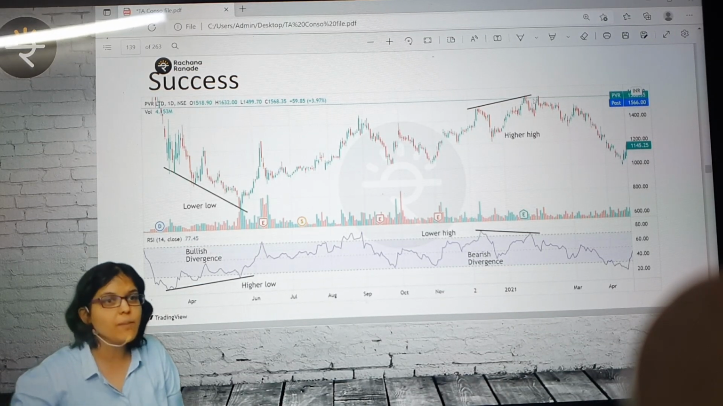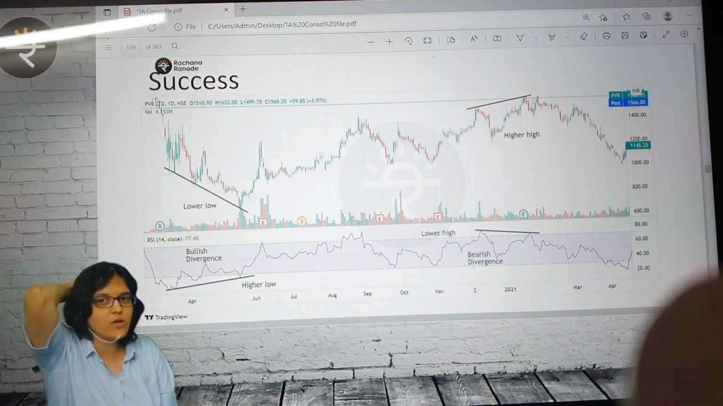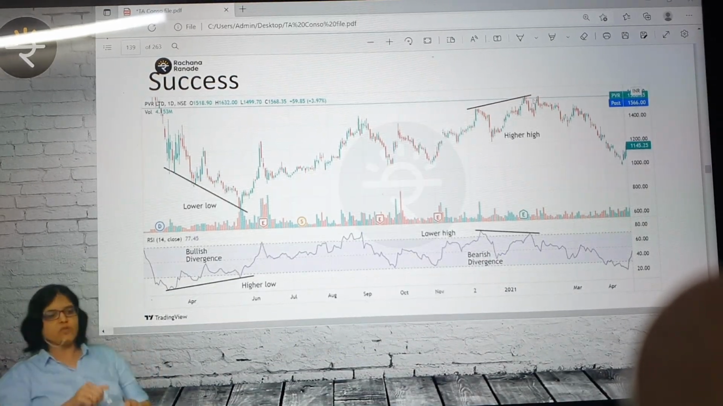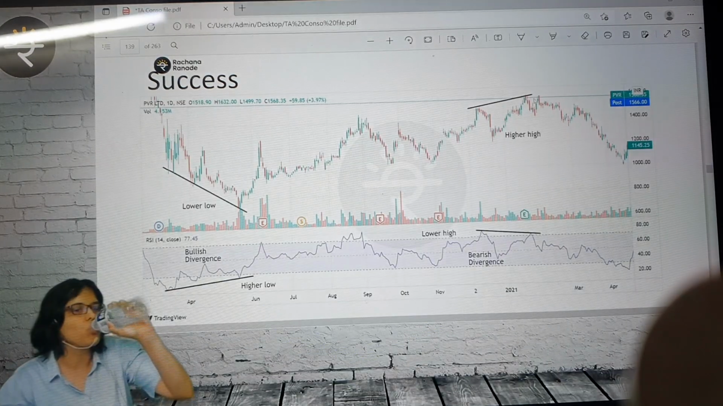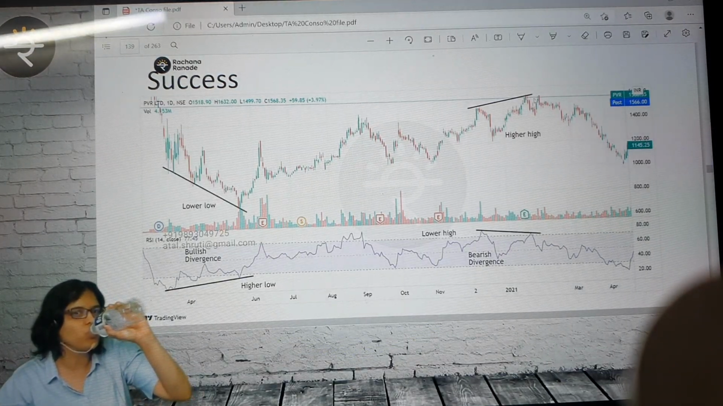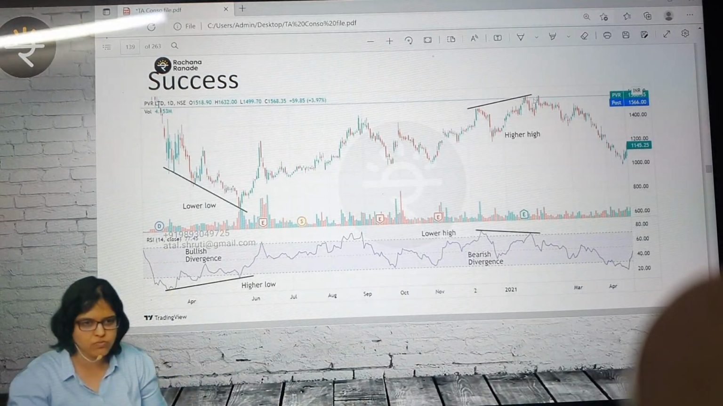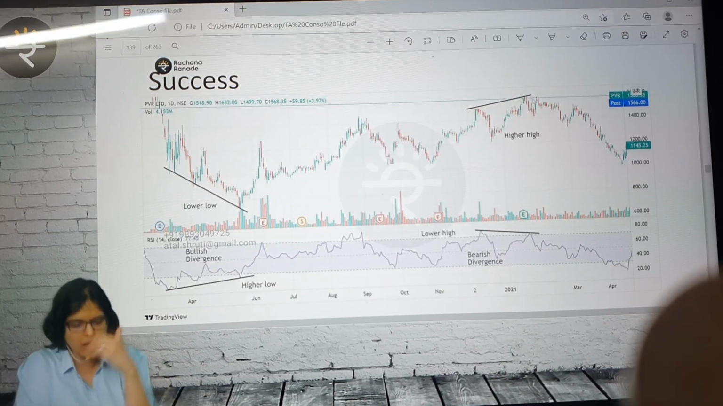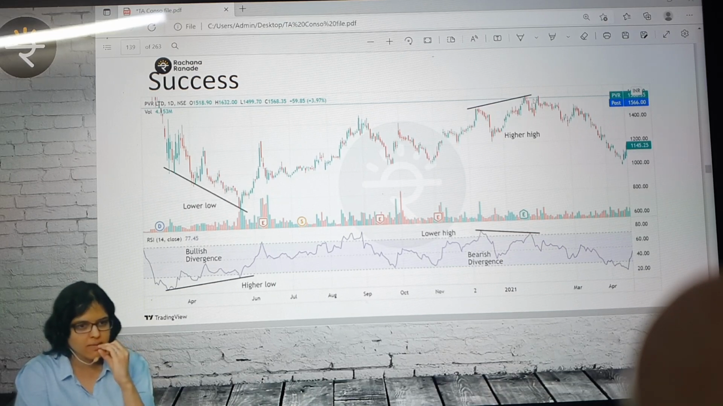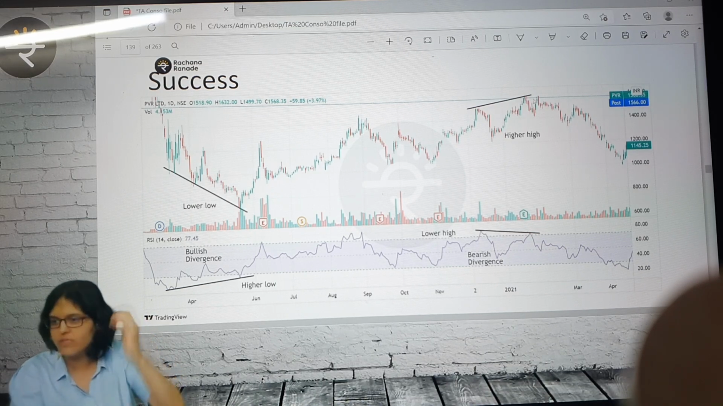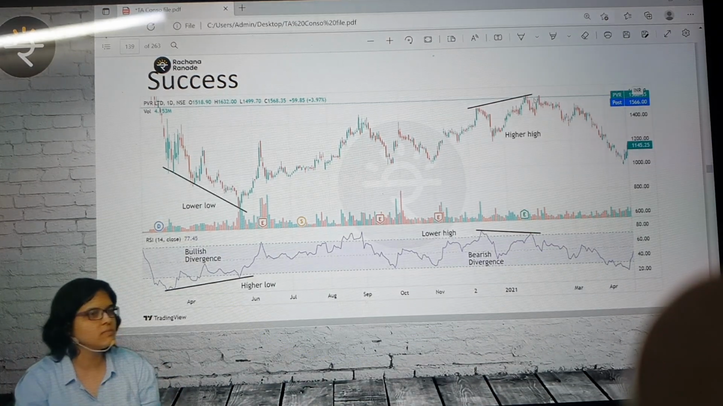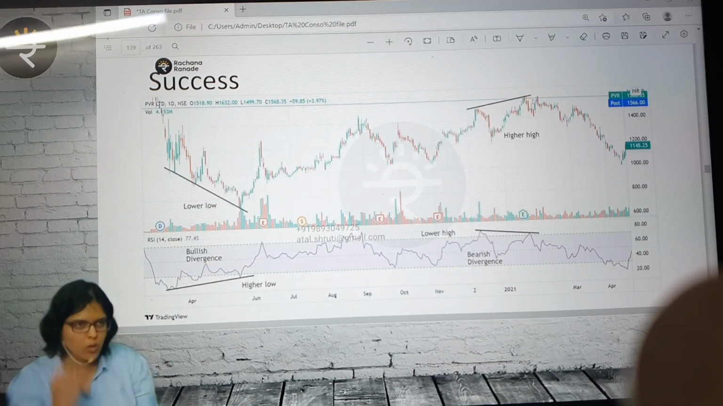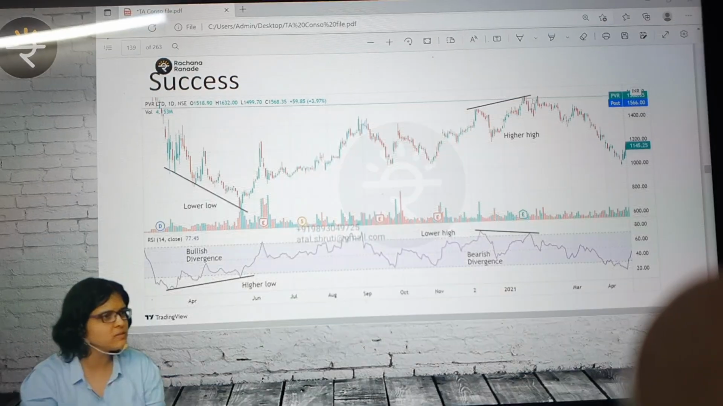We'll take this as an example only. Price moves from 1400 to 1600, making a higher high. But RSI goes down from 70 to 60. That is, RSI makes a lower high. Everyone, have you written higher high for price? And RSI makes a lower high.